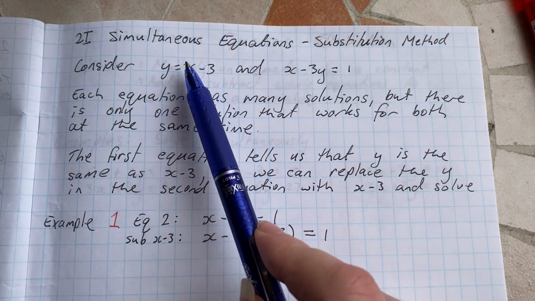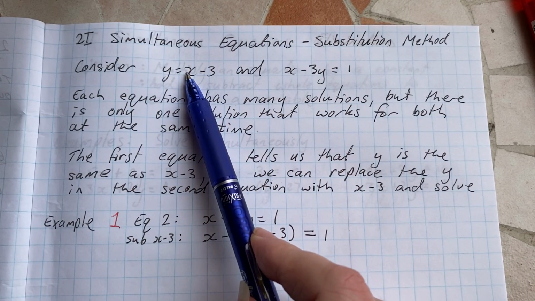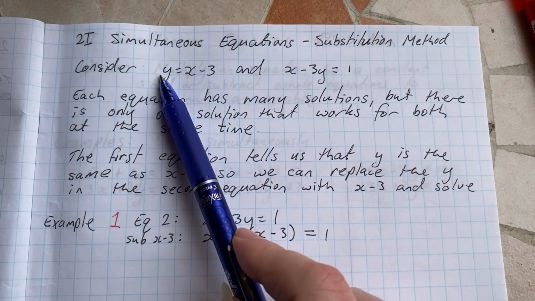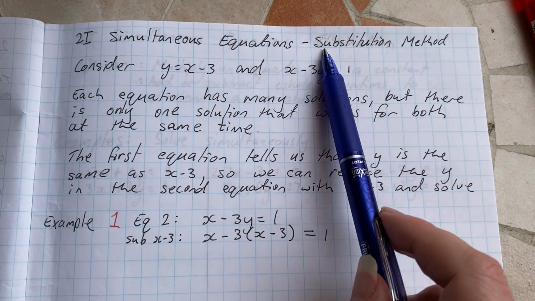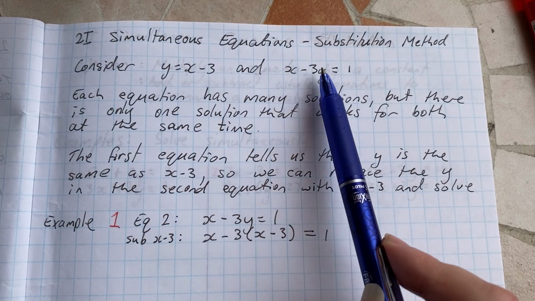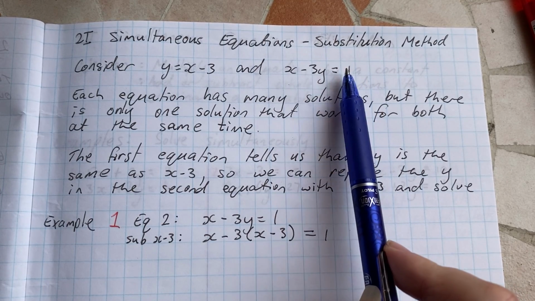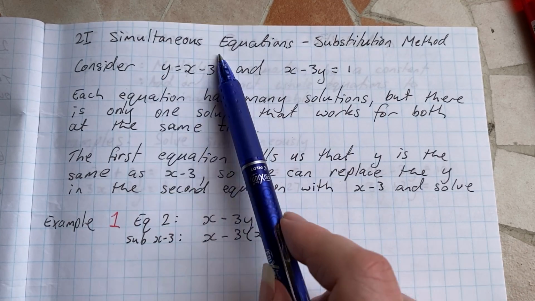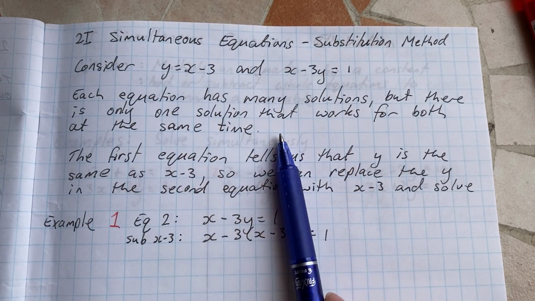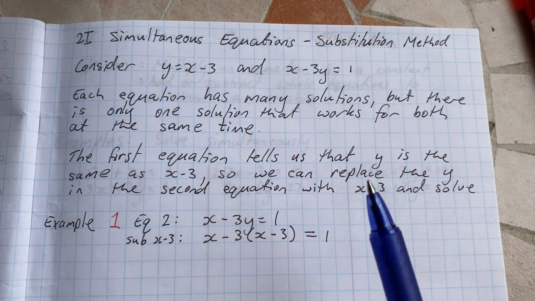So that example I just gave, if x is 7, 7 minus 3 is 4. If I put this in over here, 7 minus 3 times 4, I do not get 1. So 7, 4 doesn't work for this one. It works here, not there. There's only one solution that works for both.